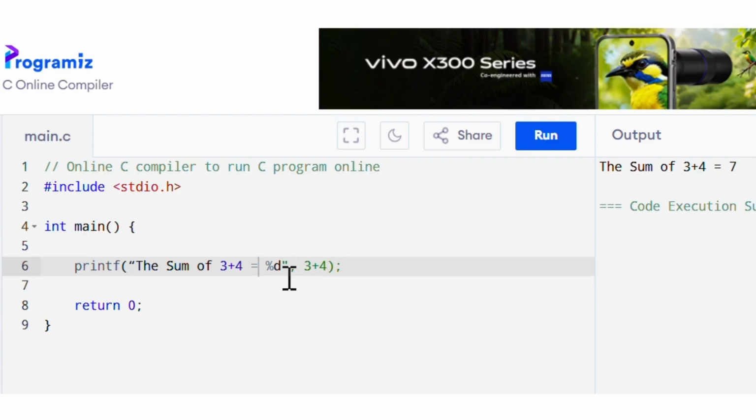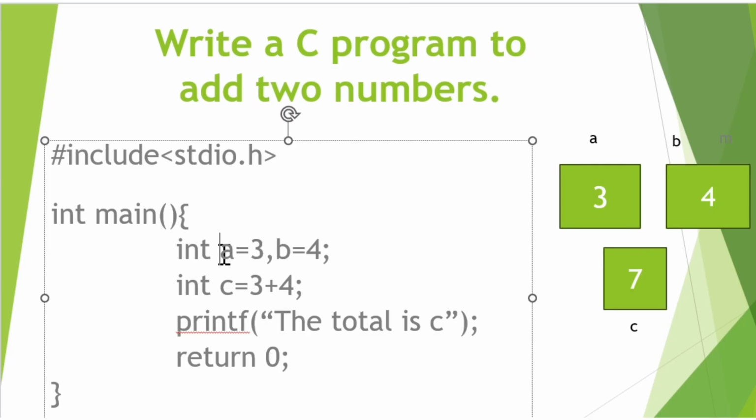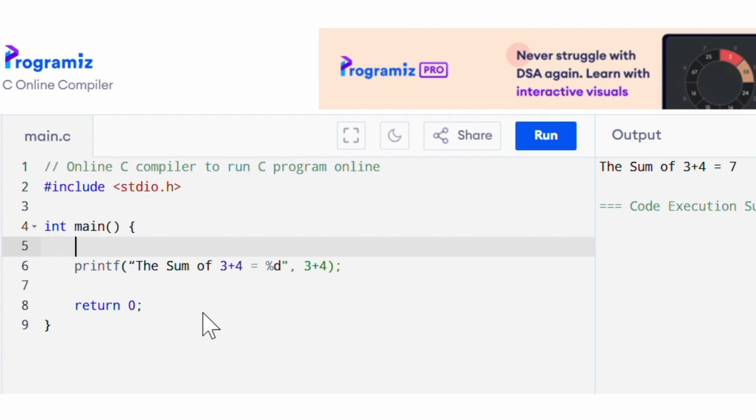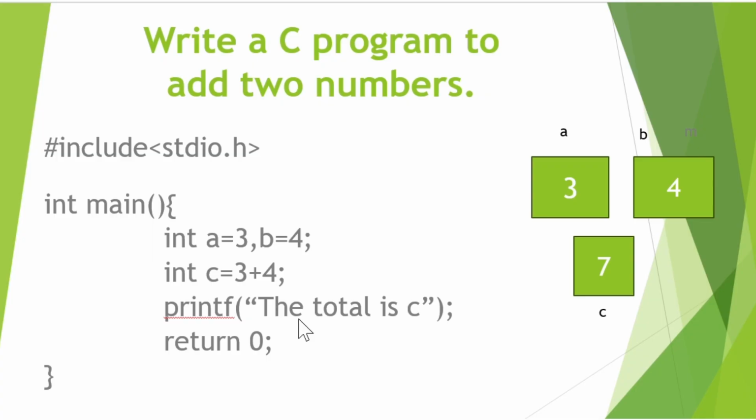So this was another method without storing numbers. Here we saw how to store these two values, a equal to 3 and b equal to 4, and then find the addition. But without storing the values, we can also print it directly using the printf statement. We can also do the addition there. So how will we write it?